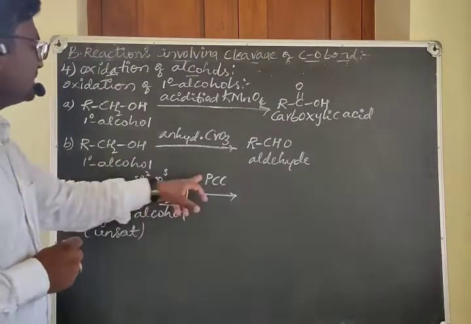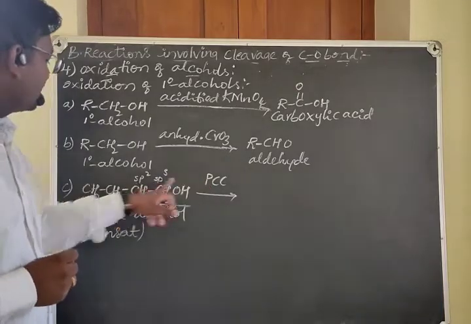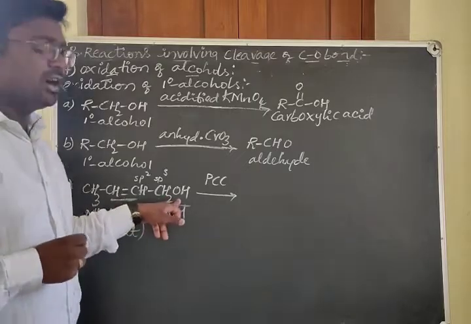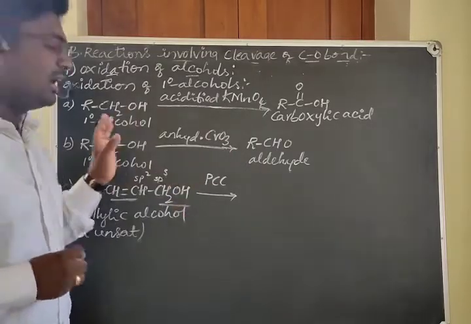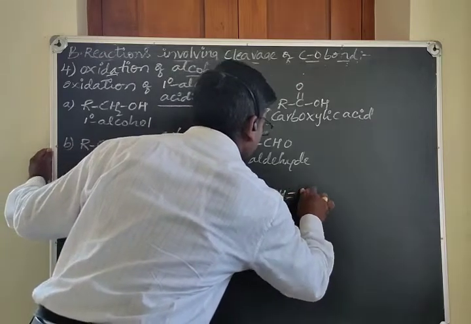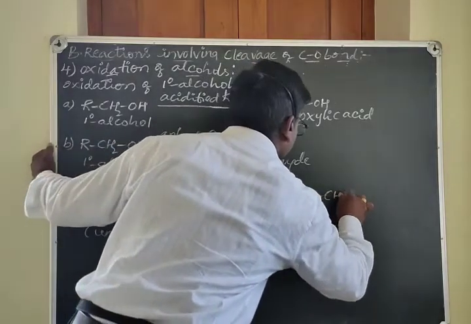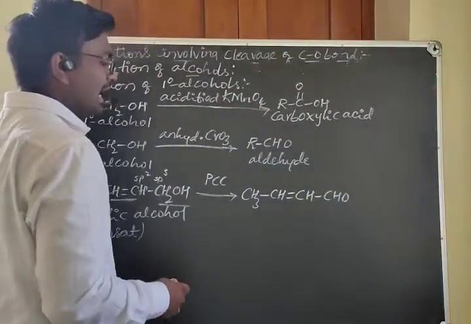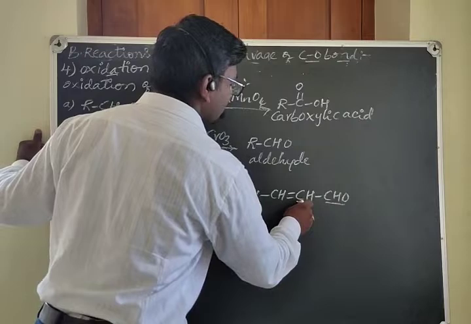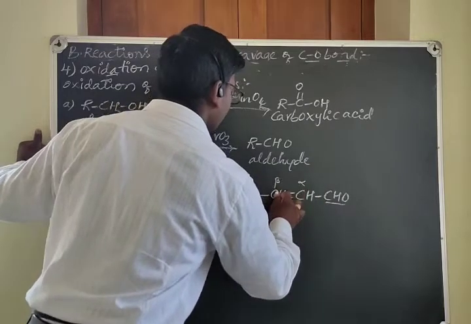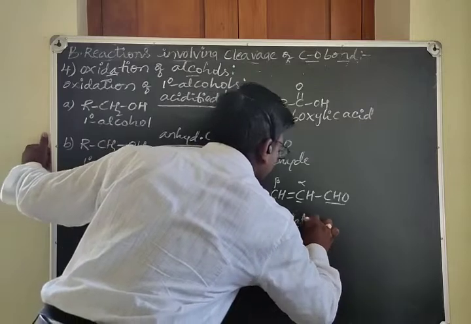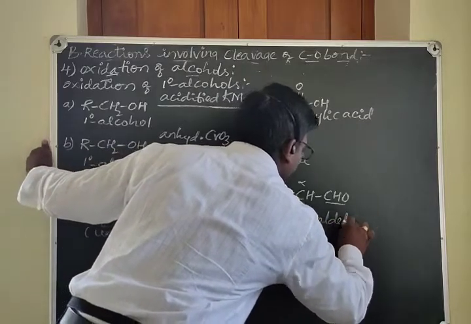Yes, this is the best suitable reagent which does not alter the unsaturation in the compound, except it oxidizes the alcohol to the aldehyde like this: CH3, CH double bond CH, CHO. Here we call this alpha beta. The functional group containing carbon is alpha, and this is an alpha beta unsaturated aldehyde.